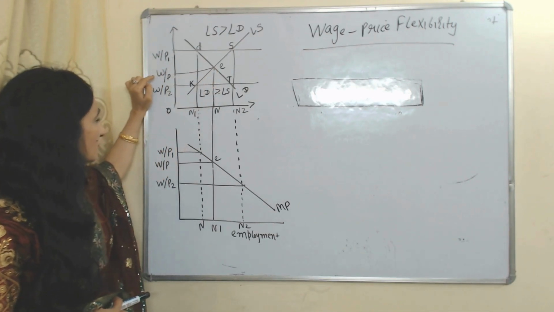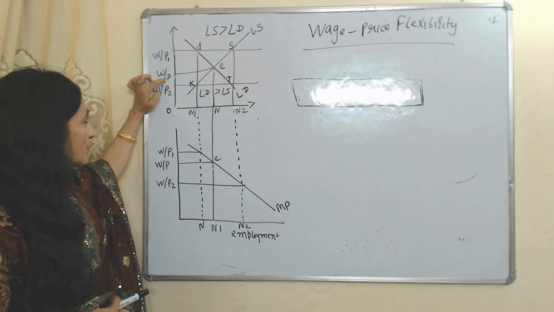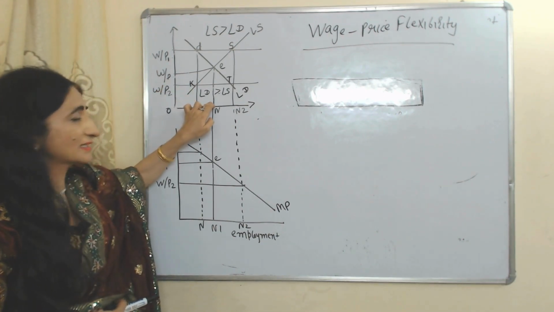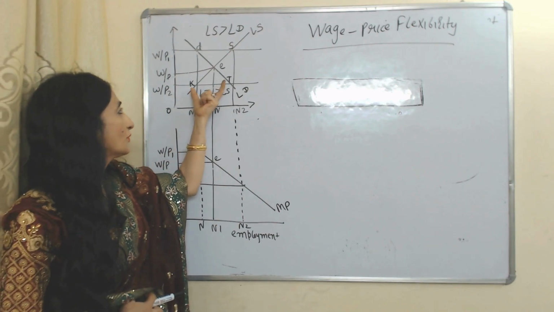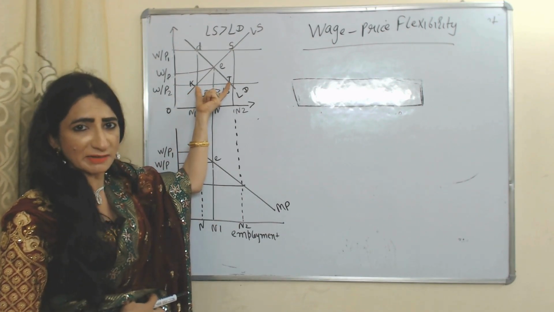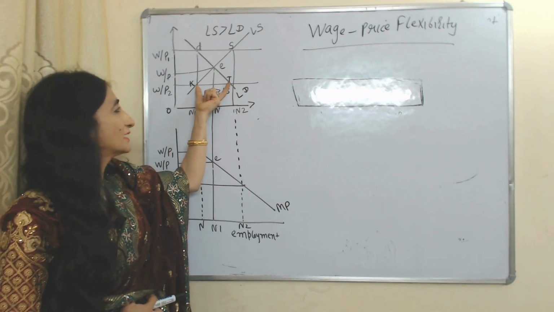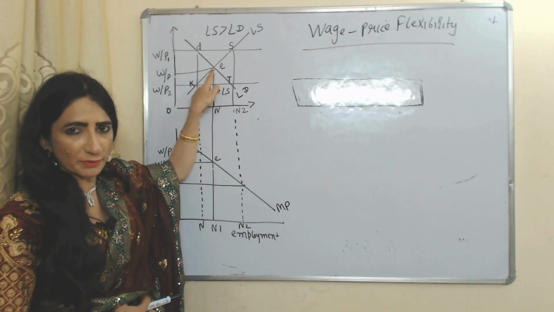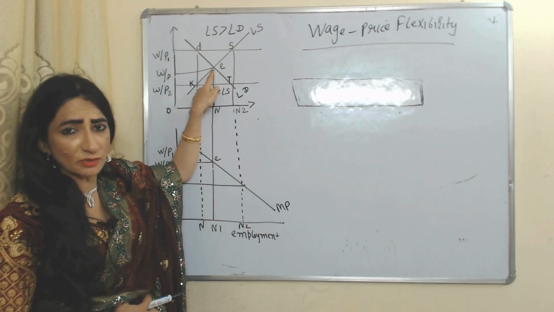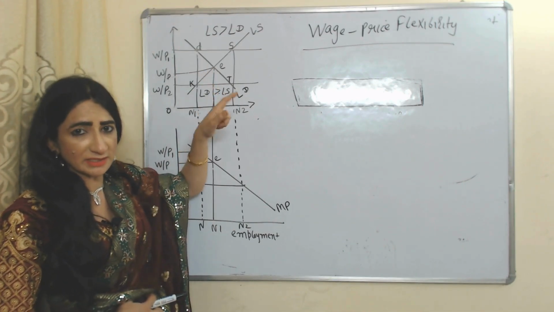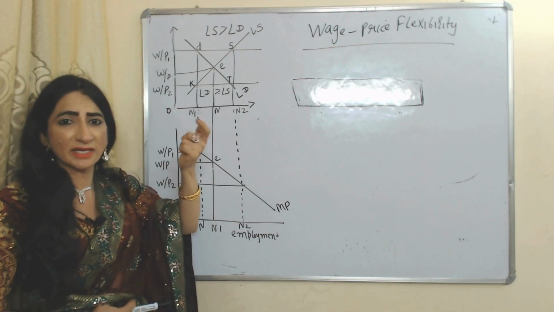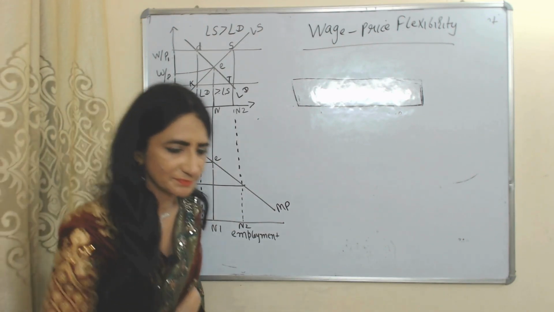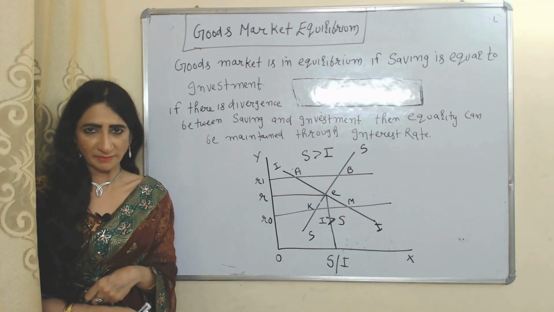Now suppose our wages reduce from W over P to W over P2. At lower wages, labor demand exceeds labor supply. Now we have KT, excess labor demand, and excess labor demand leads to an increase in the wage rate. Eventually we will achieve the full employment level again. So here you can see, because our wages are flexible, the economy is easily able to achieve the full employment point. Now we will see goods market equilibrium.